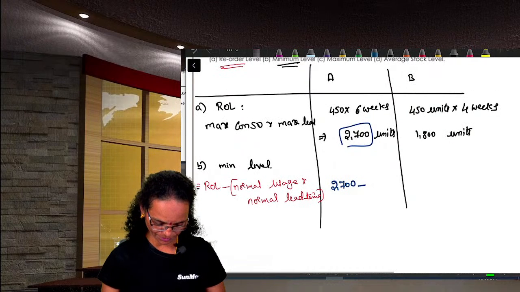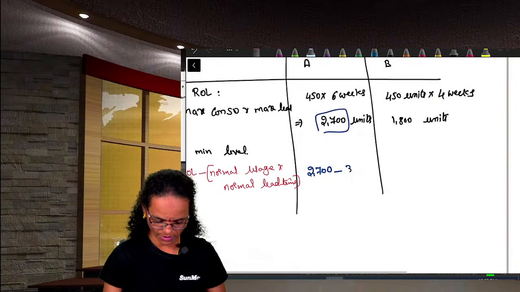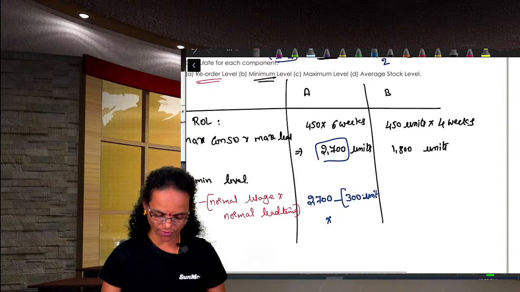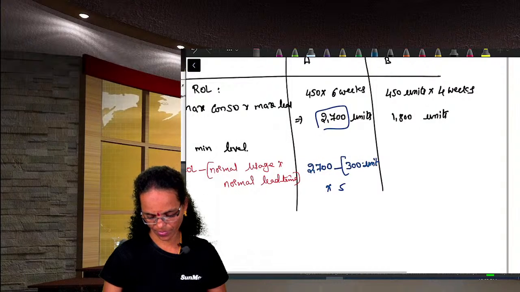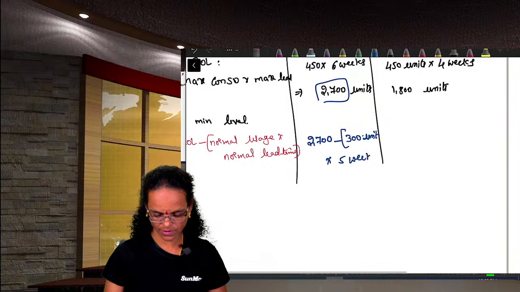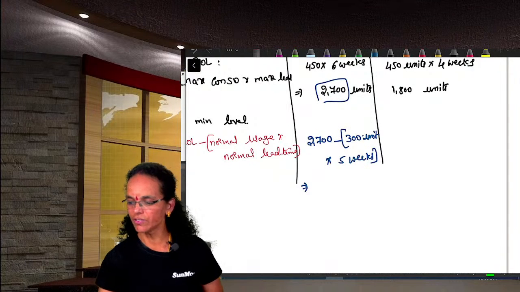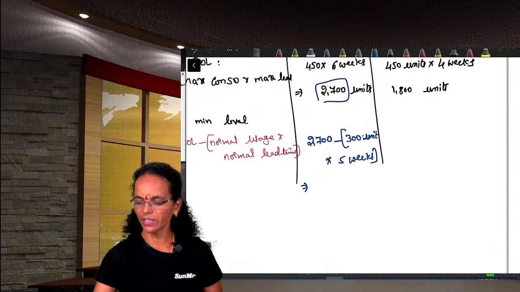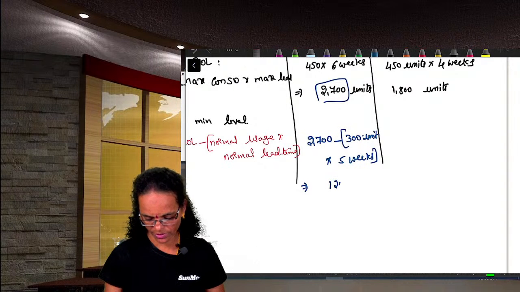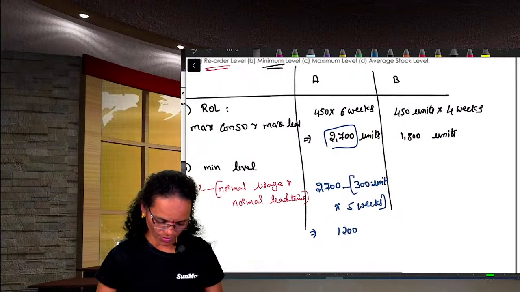So, I can say normal usage is 300 units into normal lead time for A, which is 5 weeks. It is given in weeks, right? Okay, 5 weeks. So, 300 into 5 is 1500, minus 2700 gives 1200 units, which is the minimum level for A.